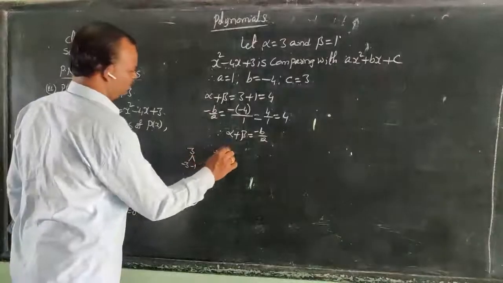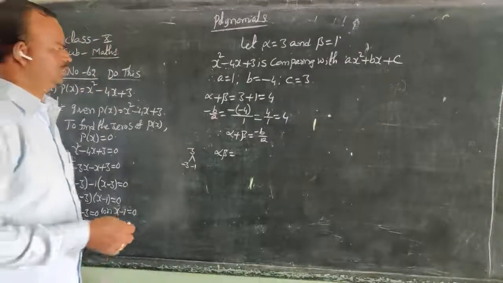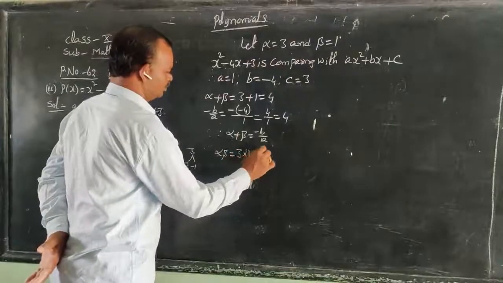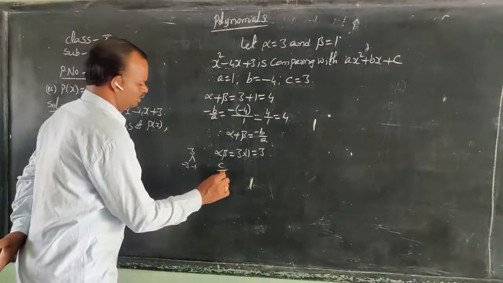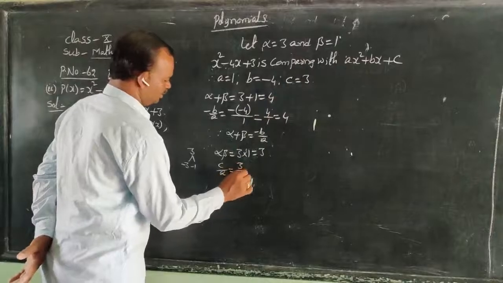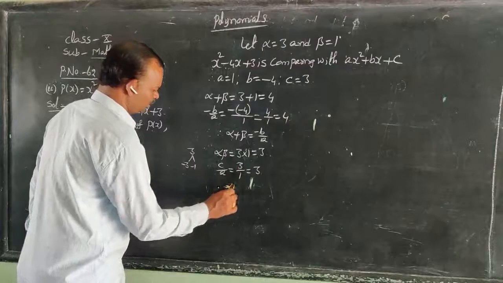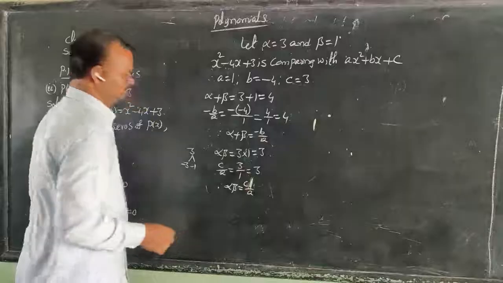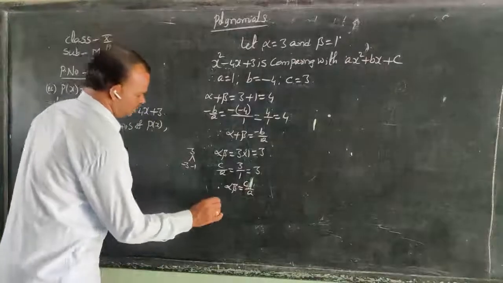And alpha into beta is equal to alpha into beta. That means product of the zeros, 3 into 1. 3 ones are 3. And c by a is equal to, c means 3, by a means 1. 3 by 1 is equal to 3. So these two values are equal. Alpha into beta is equal to c by a. Hence it is verified.